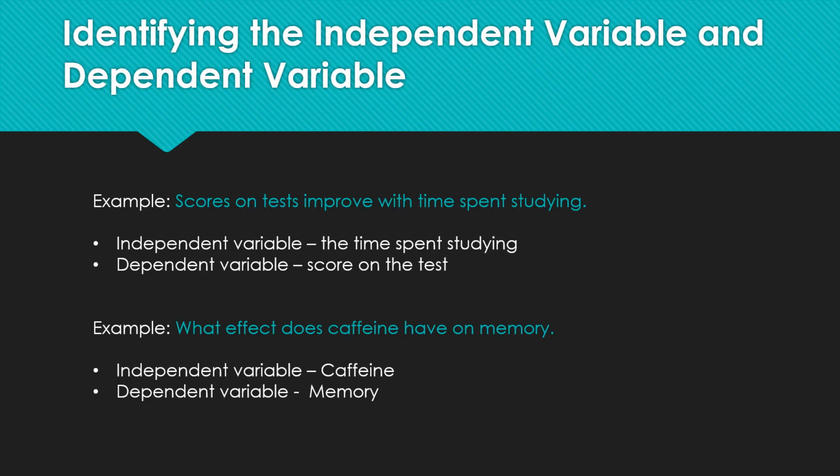Identifying the independent variable and dependent variable. Let's look at some examples. Scores on tests improve with time spent studying. Our independent variable would be the time spent studying, and our dependent variable is the score on the test. Another example: what effect does caffeine have on memory? Our independent variable is caffeine, and our dependent variable would be memory.